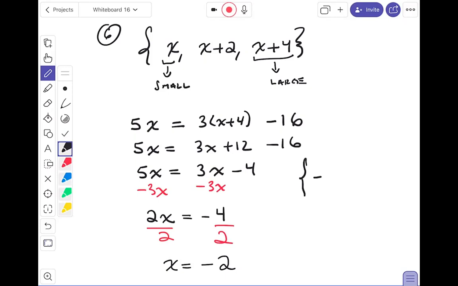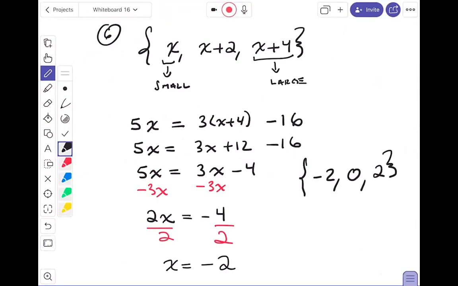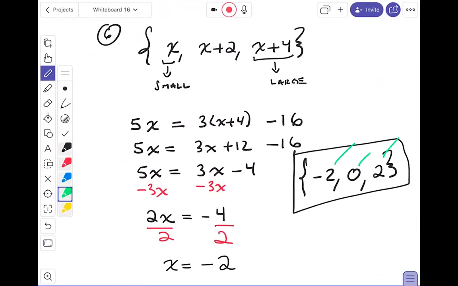Well, I know my integers now. And certainly minus 2 is an even integer. What's the next one going to be? You're going up by 2, so you'd be at 0. What's the next one going to be? You're going up by 2, which would be 2. All right, what was their question? Find the integers. Well, we found the integers. Let's see if we can agree with them, though. Would they say minus 2, 0, and 2? All right, let's keep going.